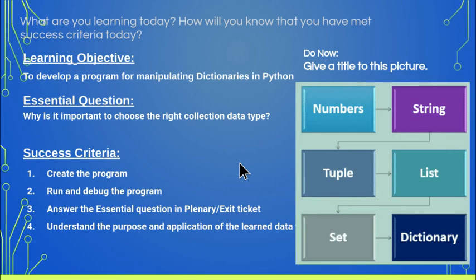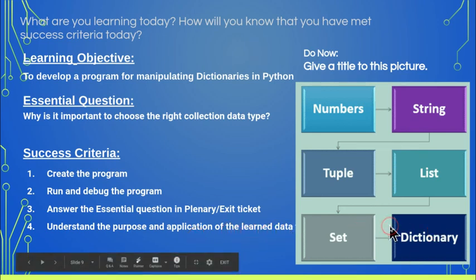Today our learning objective is to develop a program for manipulating dictionaries in Python. Our essential question is that you should be able to understand why it is important to choose the right collection data type. We'll create a program, we'll run and debug the program, and we'll answer the essential question in the plenary to understand the purpose and application of the learned data type.